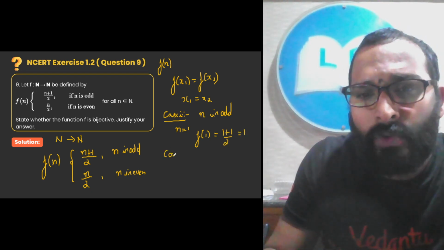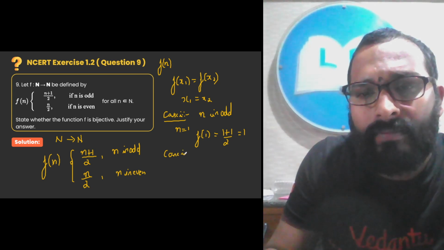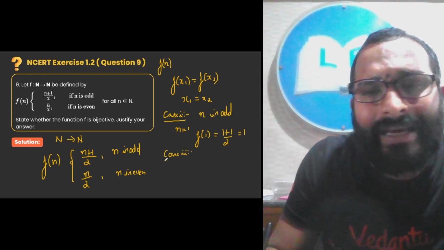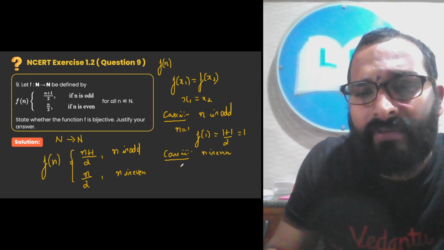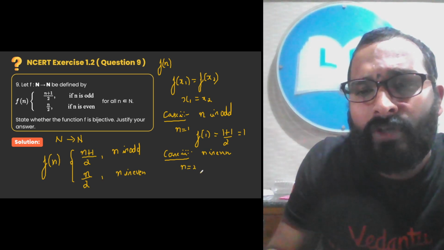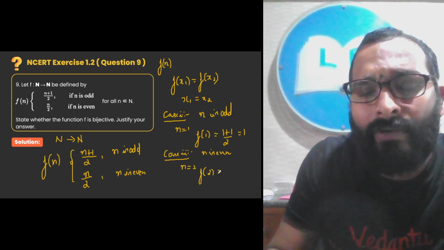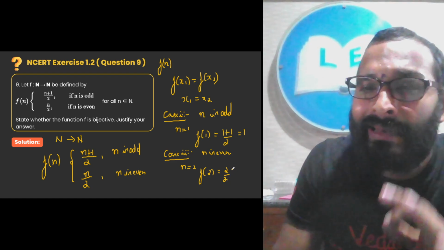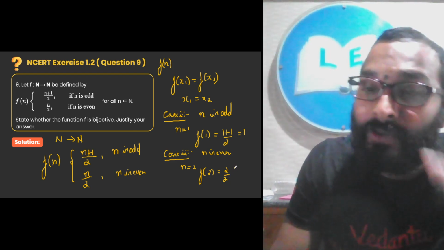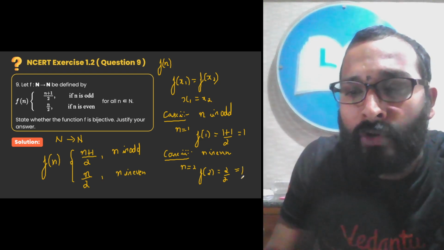Correct. And case 2, when n is even, let us take n as 2. What is your f of 2 value? F of 2 value will be 2 by 2, because I have told you when n is even it is n by 2, when n is odd it is (n plus 1) by 2. In that case, here you get the value as 1.